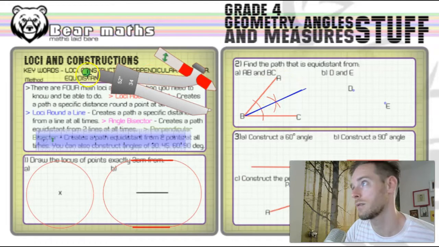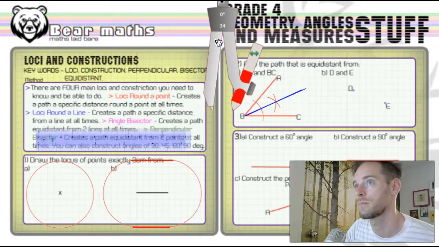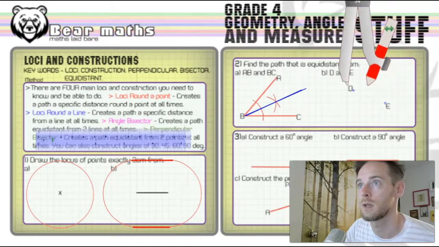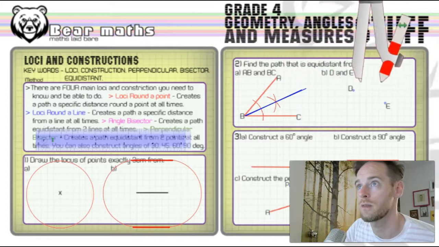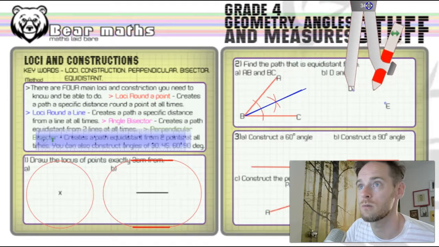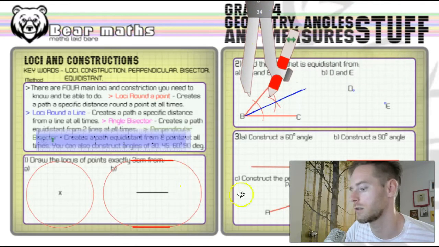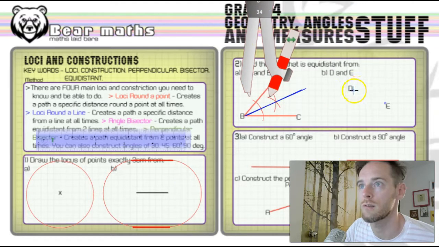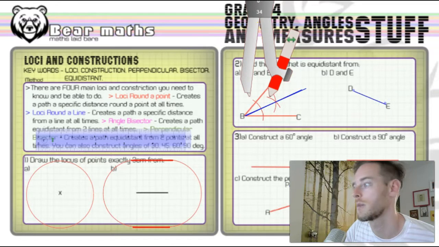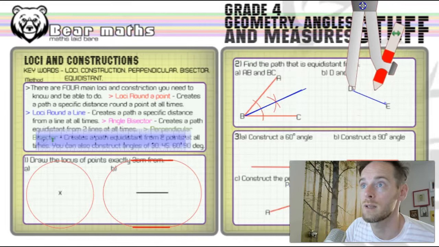Now let's have a little look at the next one in number 2, and this one has 2 points, D and E. So find the path that is equidistant from those. Now what I actually like to do is join the 2 points together. So D and E can be joined together to begin with. And then what we do is something called a perpendicular bisector.